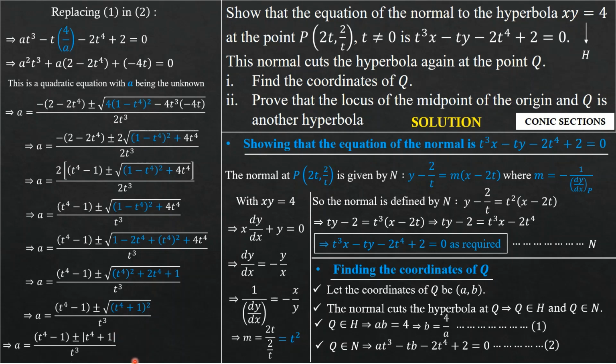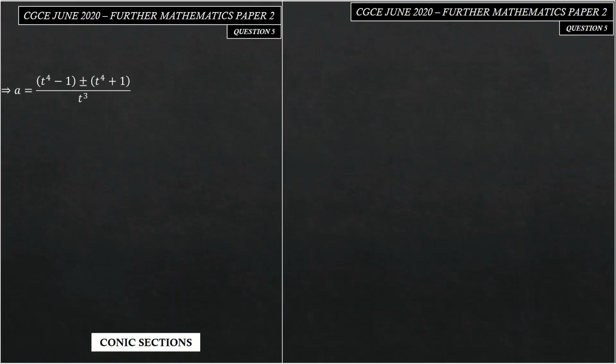Alright, so with that, the square root of t raised to the power 4 plus 1 all squared is the absolute value of t raised to the power 4 plus 1. Alright, but now t raised to the power 4 plus 1 is already positive, so it means that our a is just t raised to the power 4 minus 1 plus or minus t raised to the power 4 plus 1 all divided by t cubed. So things now are becoming easy. Okay, so a being equal to this, we can separate into two things.